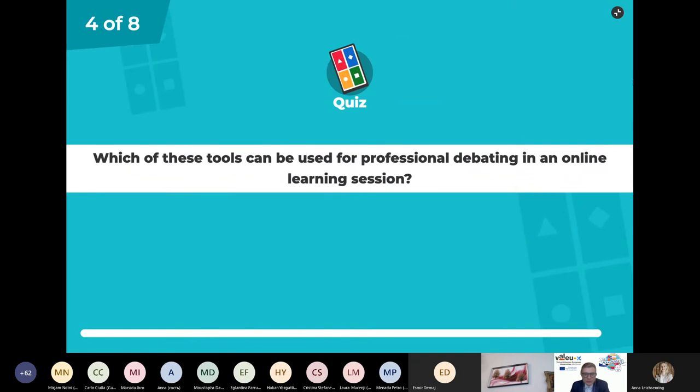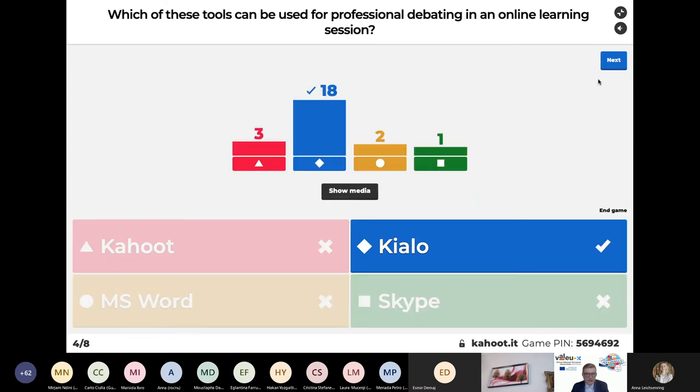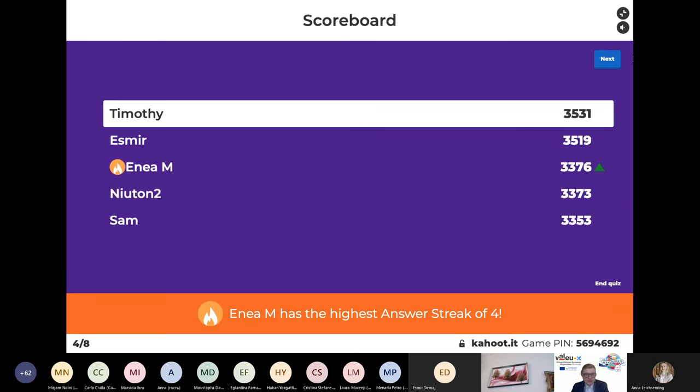Two. Which of these tools can be used for professional debating in an online session? Ten seconds left. Eighteen had the right answer. Kialo is a tool which can be used for professional debating in online learning. Timothy is still on first place. Inea is coming to place 3.